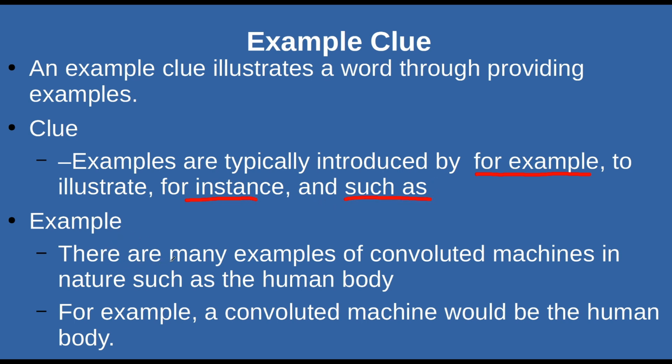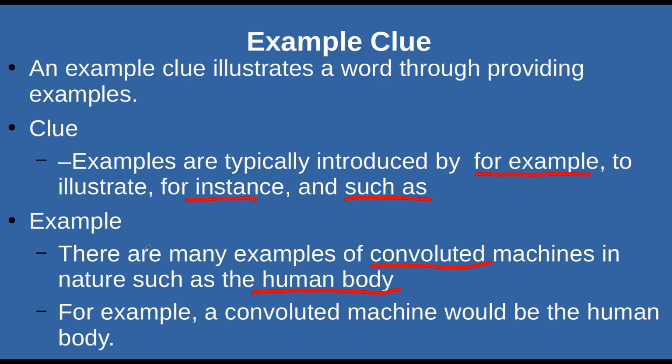Let's look at the example. There are many examples of convoluted, here's our favorite word again, convoluted machines in nature, such as the human body. So right here, human body is my example of a convoluted machine. And so you take what you know about the human body, which is an amazing organism, and it's like, okay, convoluted has to do something with a complicated or an amazing machine. Now, again, this is all assuming we agree that the human body is an amazing machine, which again, if you don't, that could throw you off, which is why you must be aware of multiple different clues and tools that you can use to do this.